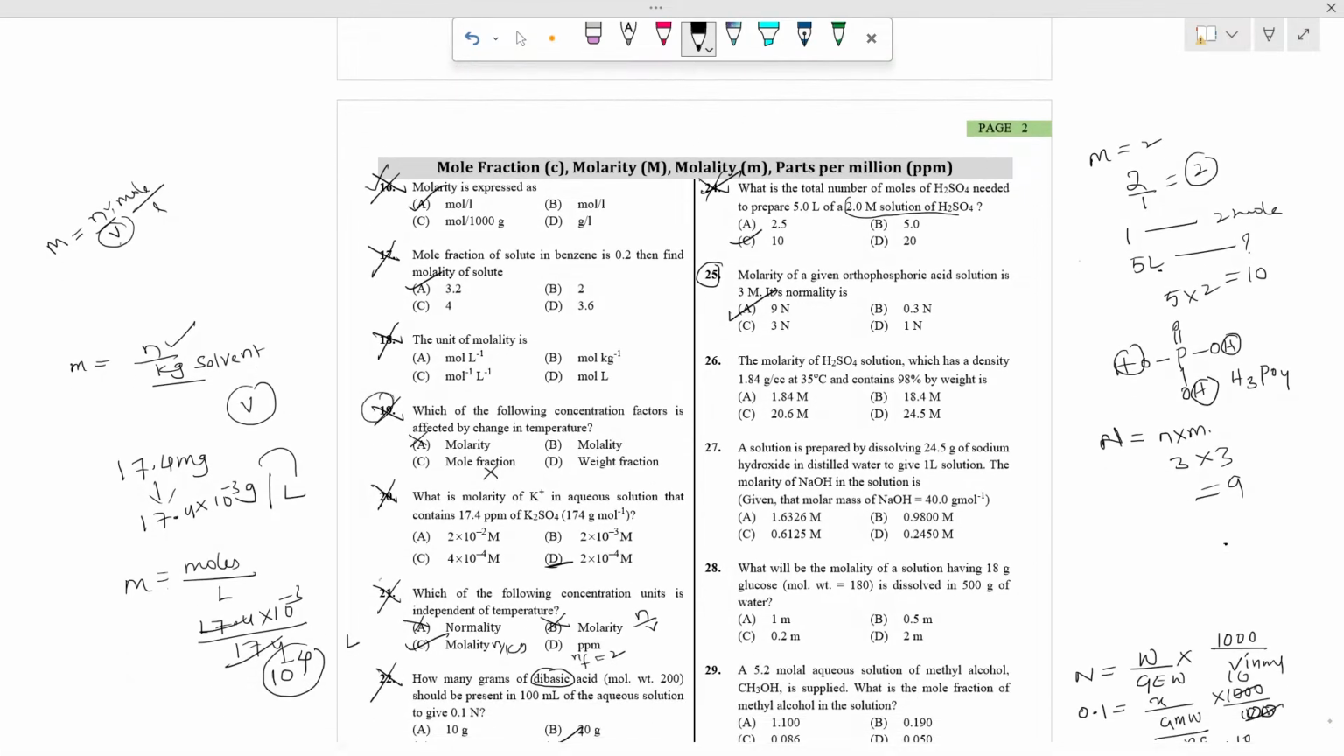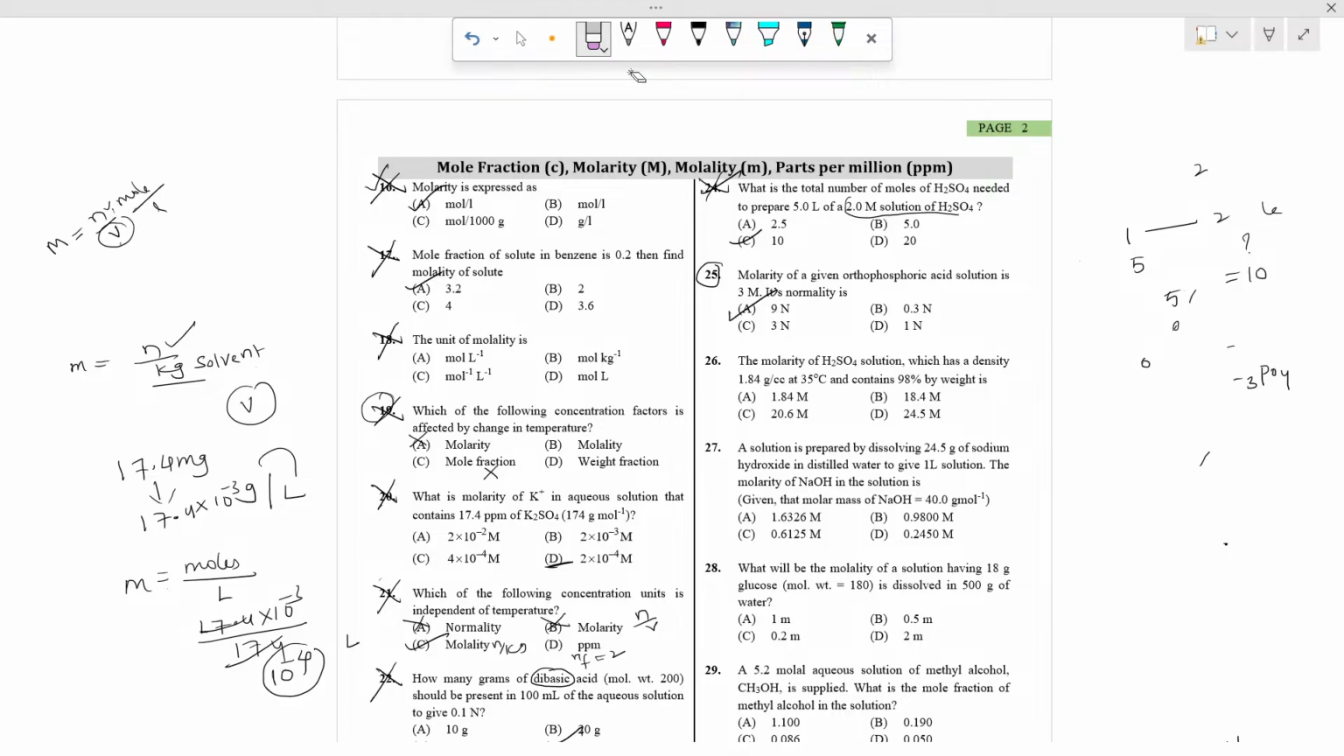Next, the 26th question. If you go for any traditional method, meaning taking volume, density, weight again, it will take a lot of time. I will give you a simple formula. Use shortcuts or tricks as much as you can in competitive exams. That will be more helpful to you.